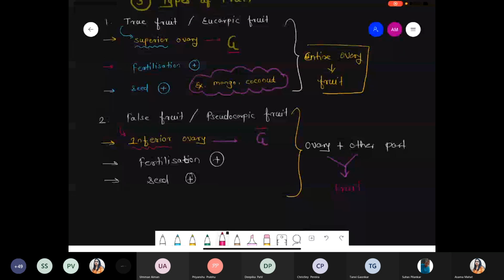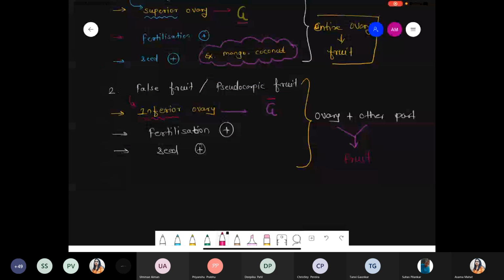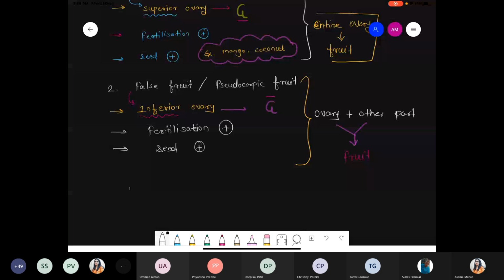True fruits are those that develop only and only from the entire ovary. The entire ovary undergoes fertilization and forms a fruit. But when you compare this with the false fruit, not only the ovary, there will be other parts as well. We will see examples ahead, like the thalamus part, the perianth part, or the peduncle part. All of them also get converted into fruit. So in the case of the false fruit, we are taking a few examples.